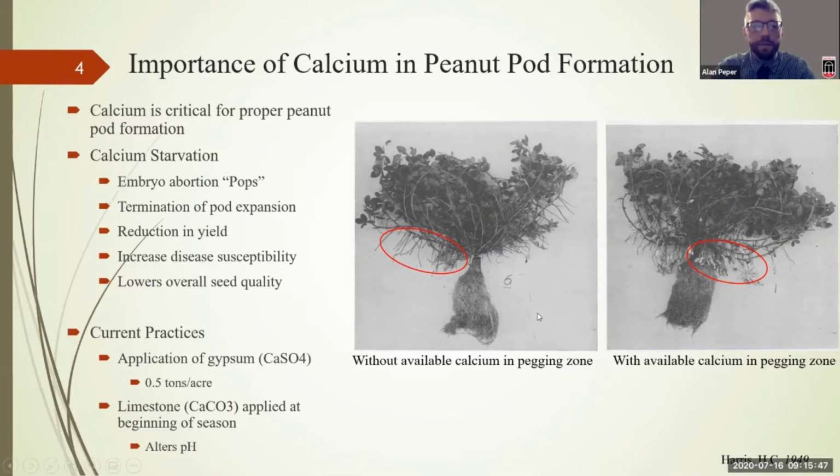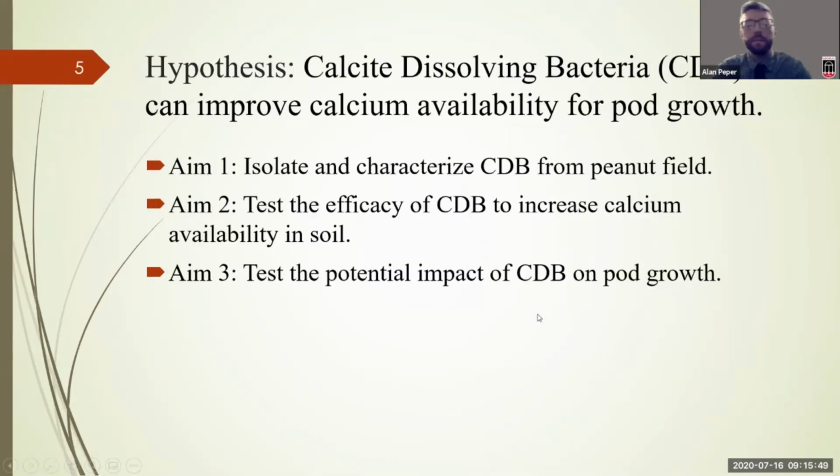So this brings us to my hypothesis: how can these calcite dissolving bacteria improve calcium availability in the soil other than applying gypsum or limestone? My first objective or aim is to isolate and characterize these bacteria from a peanut field, test their efficacy to increase availability of calcium in soil, and then test the potential impact of these bacteria on overall pod growth.